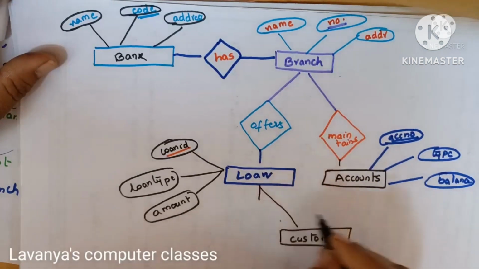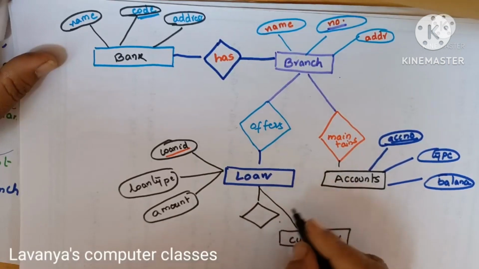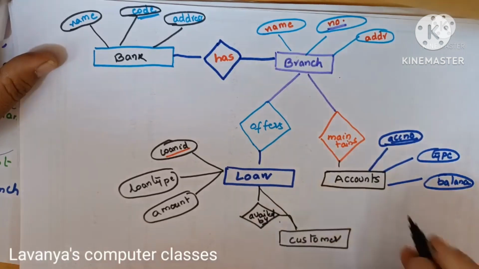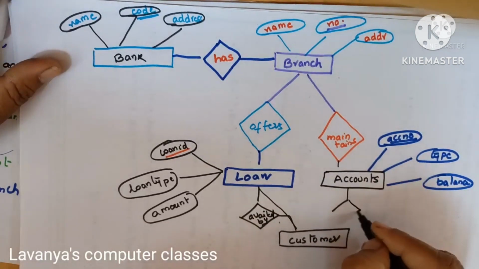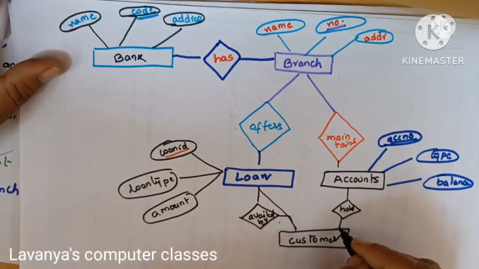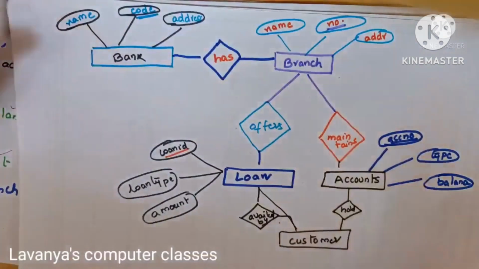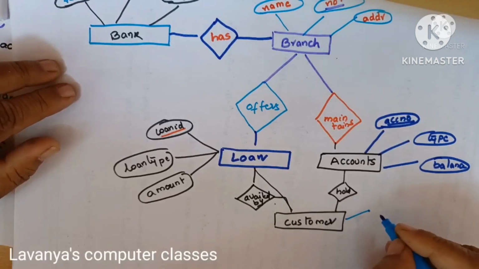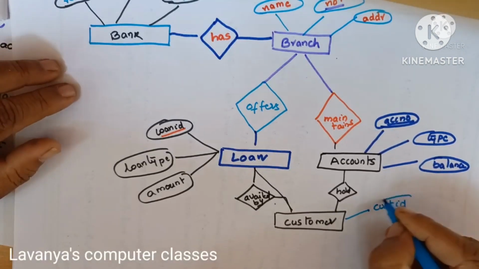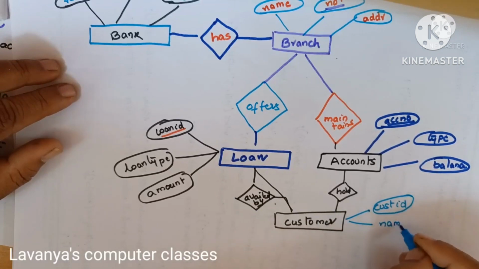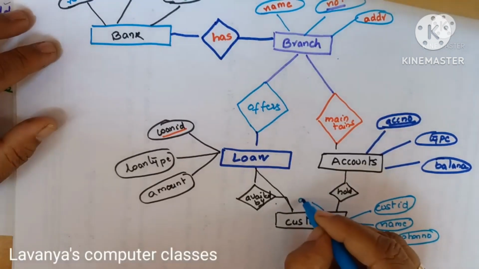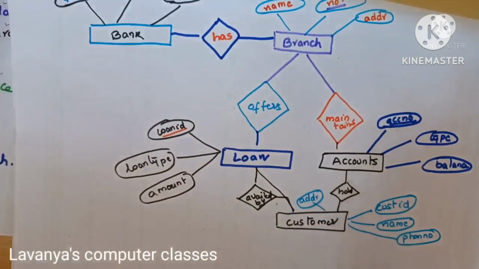Loans are availed. This is also one more relationship. What is the relationship between loan and customers? Loans are availed by the customer, and accounts are held by customers. Who holds the accounts? Customers hold the accounts. What are the customer attributes? Customer ID, customer name, phone number, address. So this is the ER diagram.